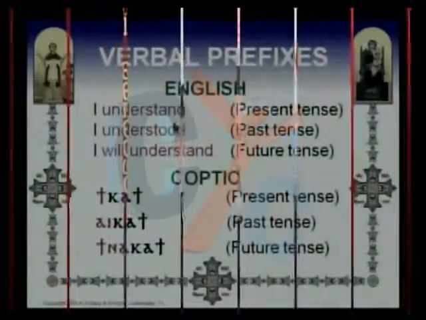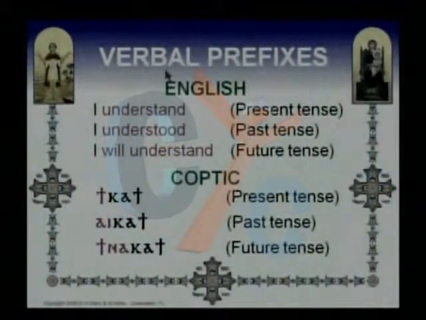Okay, now we're going to start a new subject. And this subject are the verbs and how we construct the verbs. And there's a comparison between English and Coptic. In English, when you go from one tense to the other, you change the verb itself. For example, here, like, I understand, this is in the present tense. In the past tense, it's going to be I understood. So you change the shape of the verb itself, it's changed. In the future, you will add will here, so you change the verb structurally. You add another part. So it is I understand for the present tense, I understood for past tense, I will understand for future.